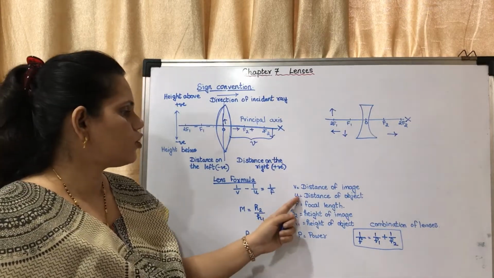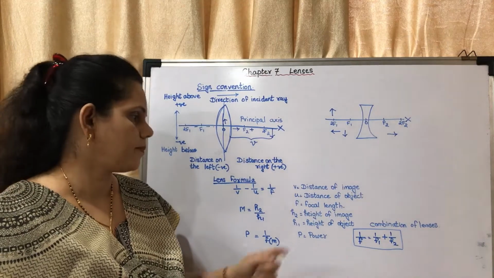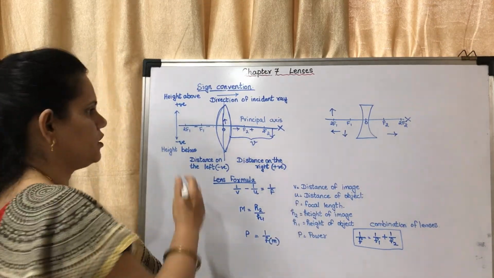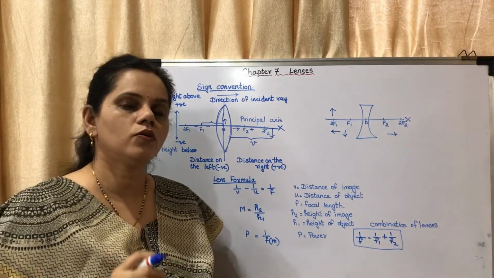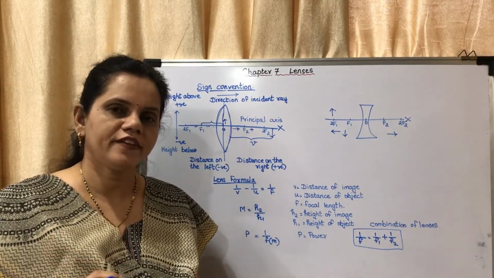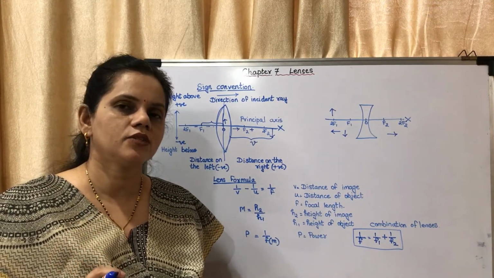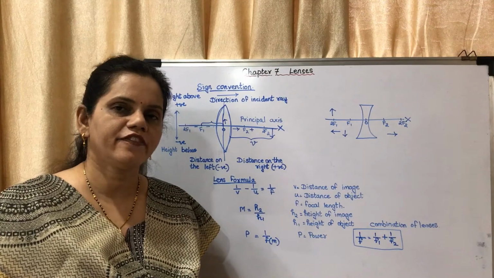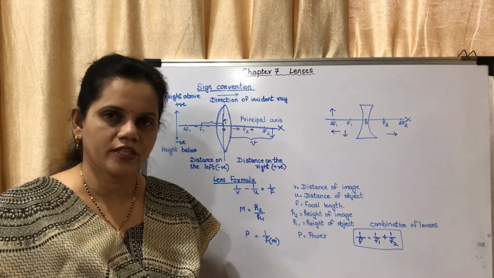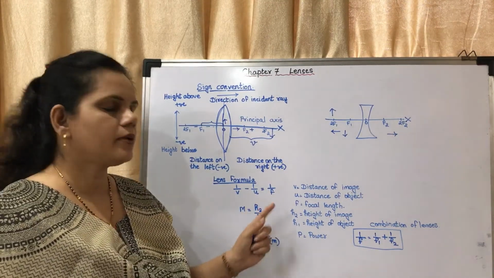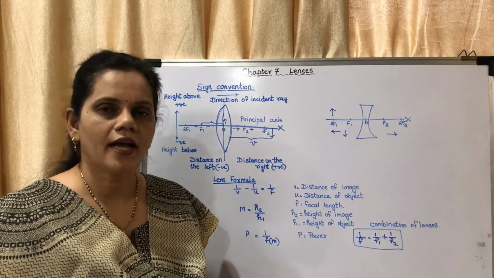What is U? U is the distance of the object from the optical center. F is the focal length. Focal length means the distance from O to F1 or O to F2. F stands for focal length, V stands for distance of image, U stands for distance of object. Now what is the lens formula? 1 upon V minus 1 upon U is equal to 1 upon F.